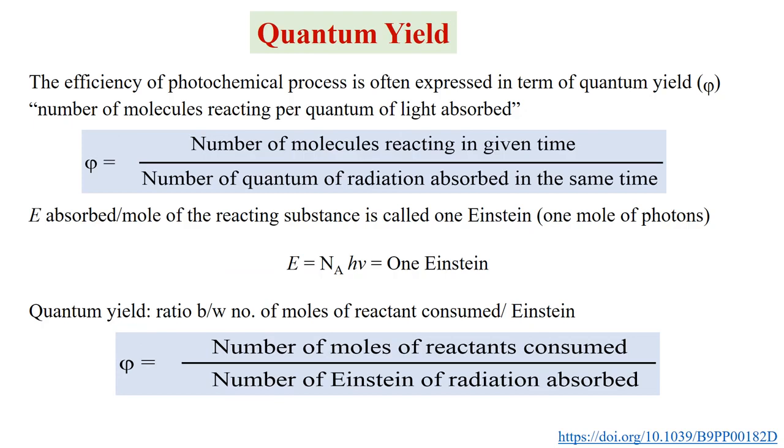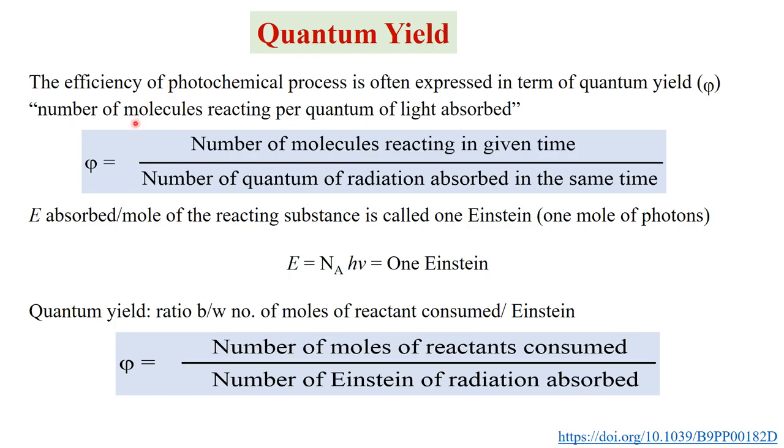Next is quantum yield. The efficiency of photochemical reactions or processes is often expressed in terms of quantum yield. Quantum yield is shown by the Greek lowercase letter phi. Conventionally, it was shown as lowercase phi, but now the uppercase letter phi can also be used. Below, the reference of a paper of the Royal Society of Chemistry is given.